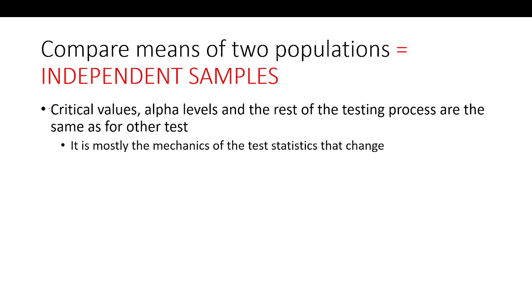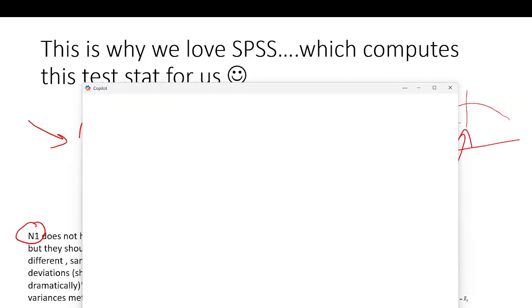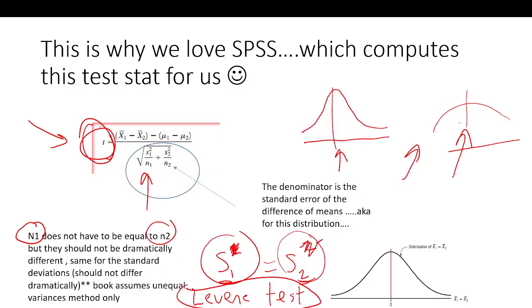Everything else becomes basically the same as the one sample test, except that in this case, you're using this as a test statistic. This is going to be calculated by SPSS. No one has to do this by hand anymore. Not at this level of class. In Stats 1, they might make you, but not here.